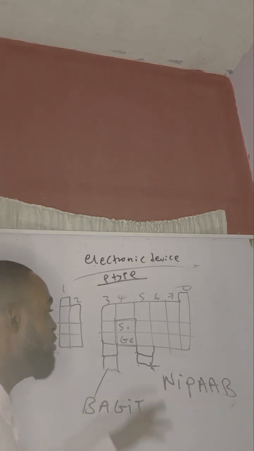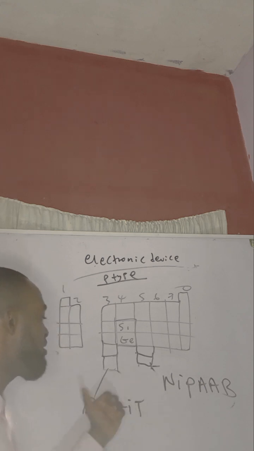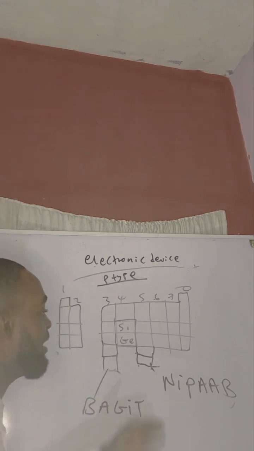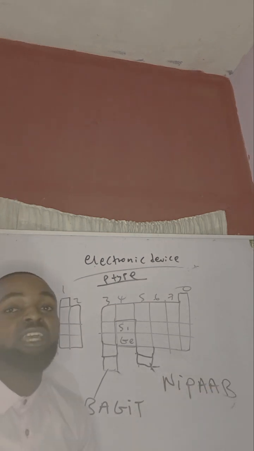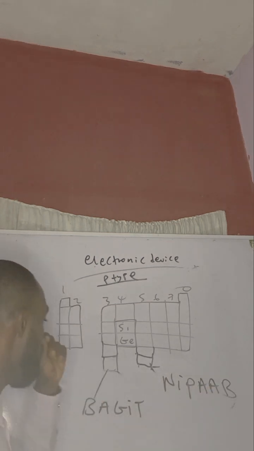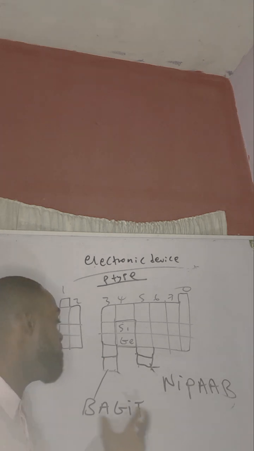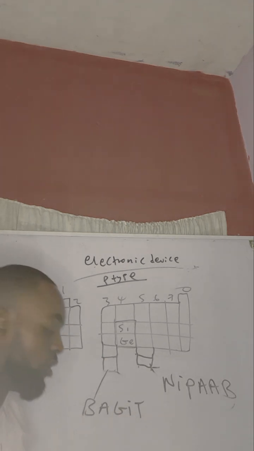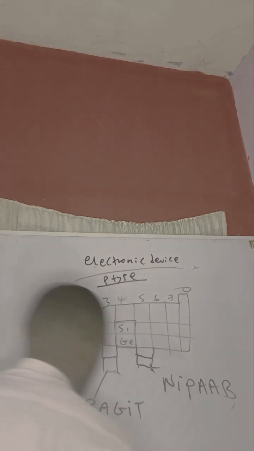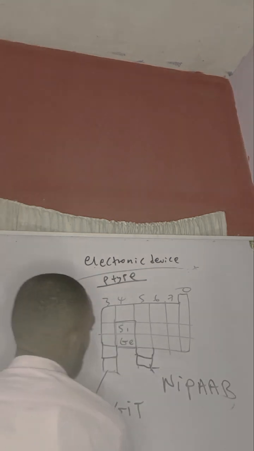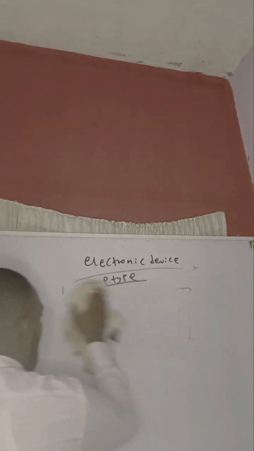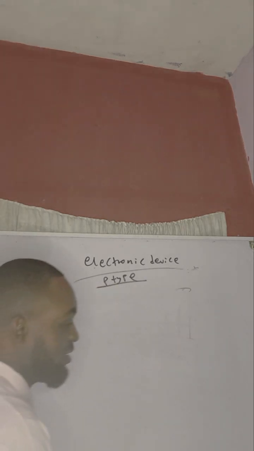Always remember. When you add arsenic to a semiconductor, which type is formed? N-type. And remember, in N-type the electrons are the majority carrier, while the holes are the minority carrier. While in P-type, holes are the majority carrier, while electrons are the minority carrier. We are going to move to the application of a semiconductor.